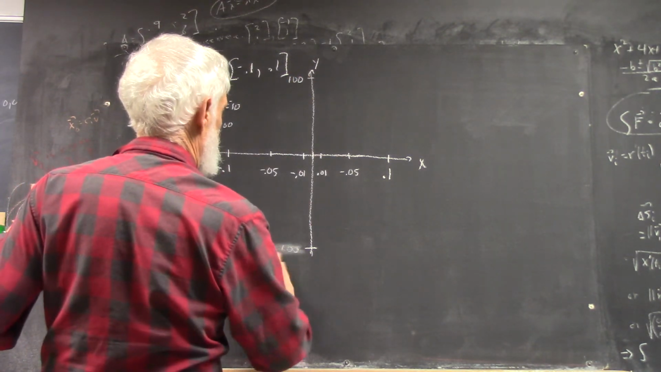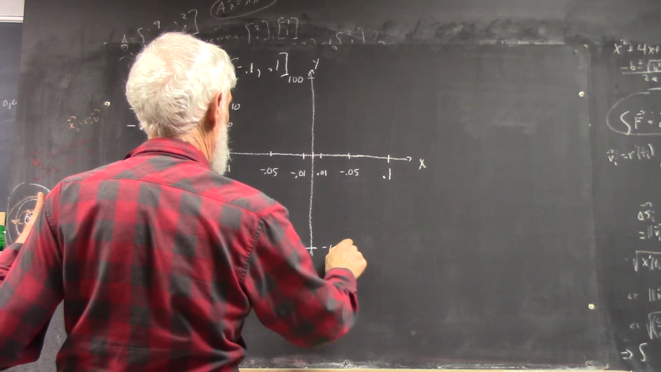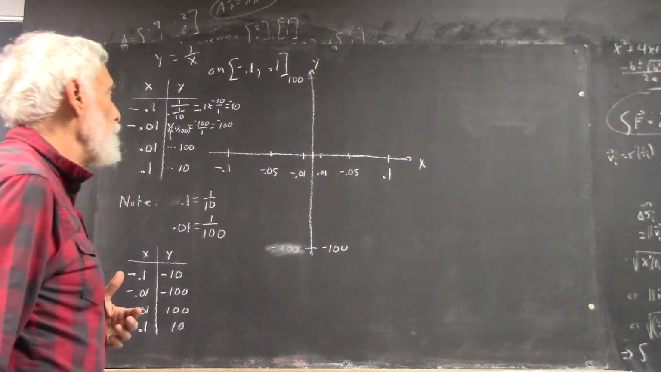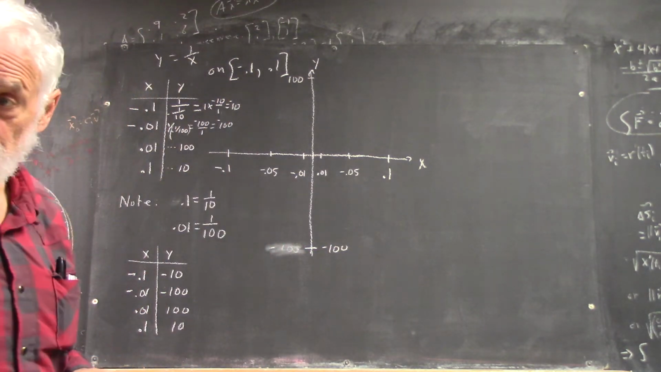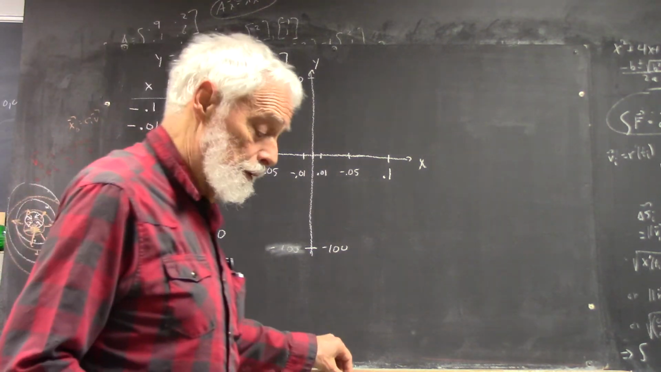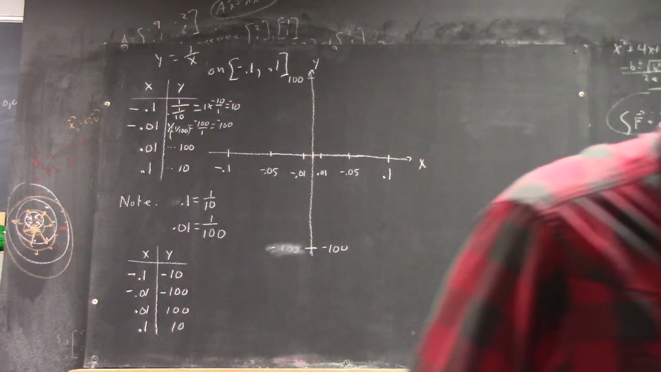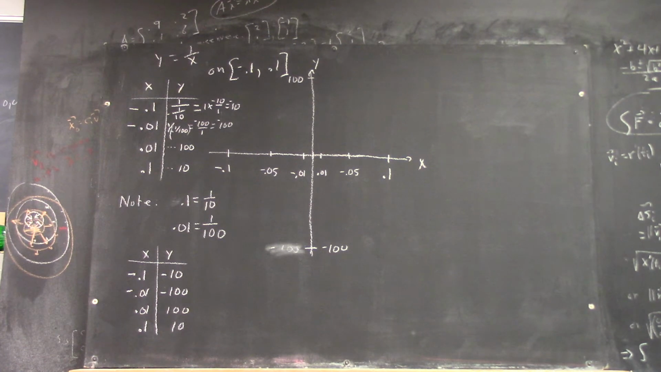Okay? And for reasons that become apparent, I'm going to label negative 100 to the right of the axis. Okay? Now proceed. Figure out where to locate 10 and negative 10, because you're going to need those y values, right? Or figure out how to scale your y-axis so that you can locate these points with relative accuracy.